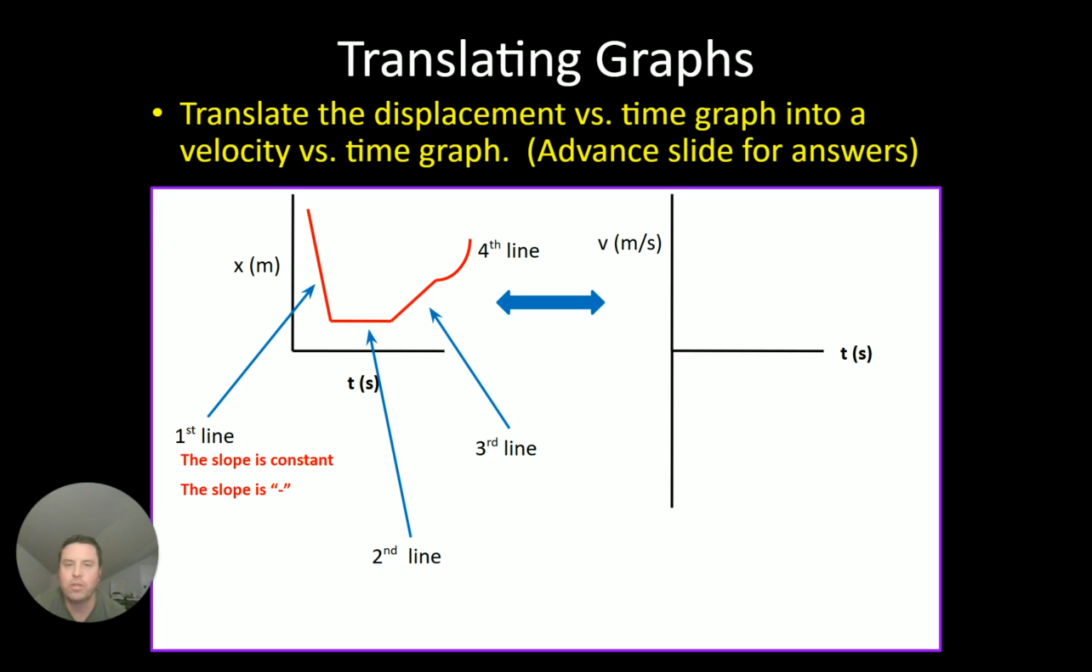How we would draw that as a velocity, this is called translating graphs. You can convert a motion graph into a velocity time graph or a speed time graph. This is coming down the road. Right now this is kind of an intro to it, but we'll do more with it.